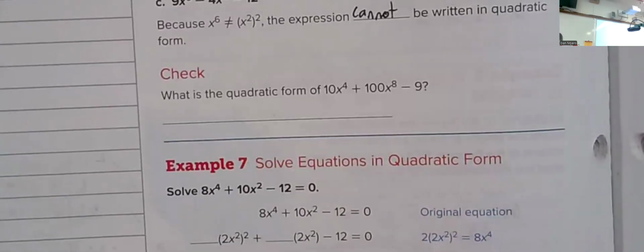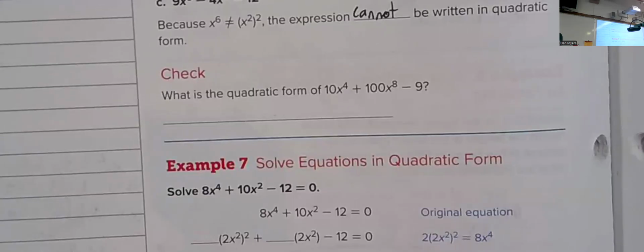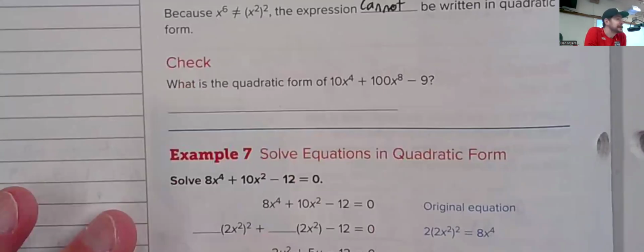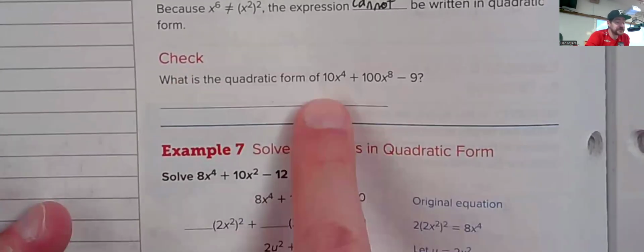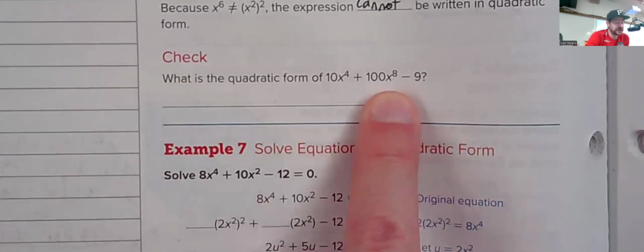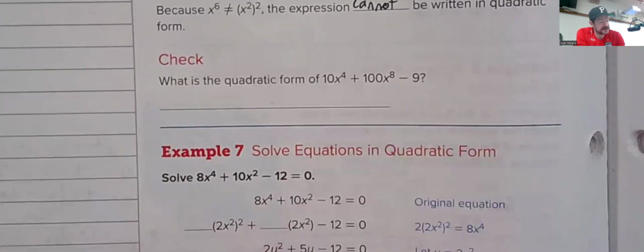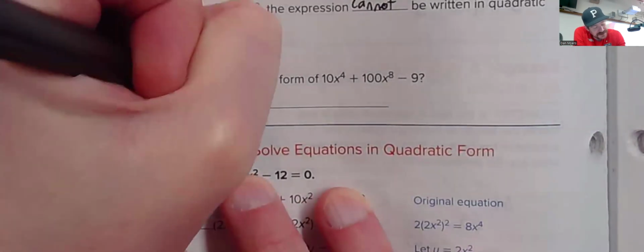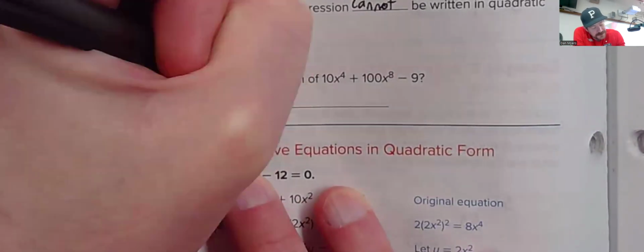Take a look at this last one here. What's our first thing that we need to do with this problem here? Standard form, yeah. Because that 10x to the 4th is a smaller exponent than the exponent here, which is x to the 8th. So let's rewrite this as 100x to the power of 8 plus 10x to the power of 4 minus 9.